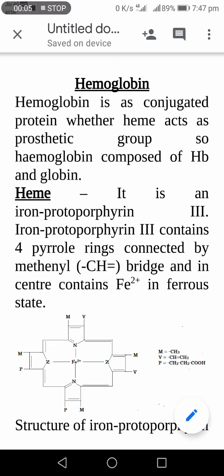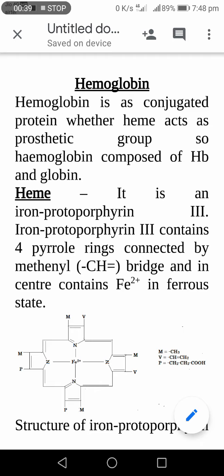Today's topic of discussion is the structure and function of hemoglobin and myoglobin. You all know that hemoglobin is a conjugated protein whose protein part is globin and non-protein part is heme.